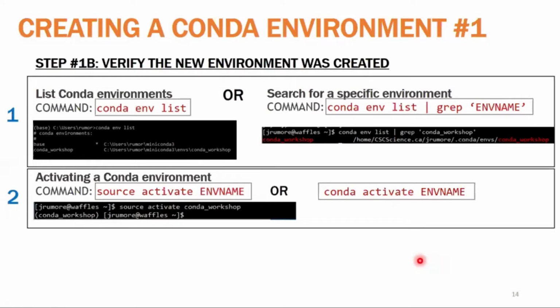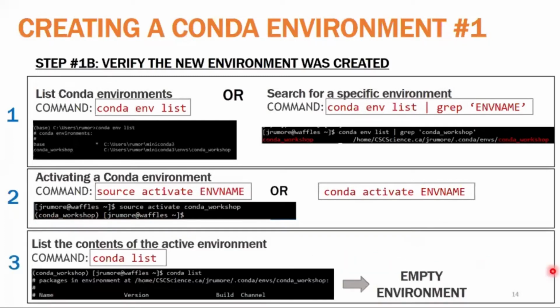Once the environment has been successfully activated, a prompt will appear beside your username displaying the activated environment. In this example shown in the slide, I can see that my Conda workshop environment is activated because it appears beside my username. Now, to check the contents of the newly created environment, the conda list command can be used. In this example, I am listing the contents of my Conda workshop environment. You'll notice that it's empty, but that's what we would expect because all we have done so far is create our environment. Now we can proceed to installing the package.